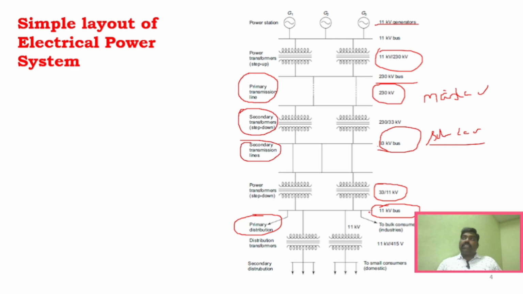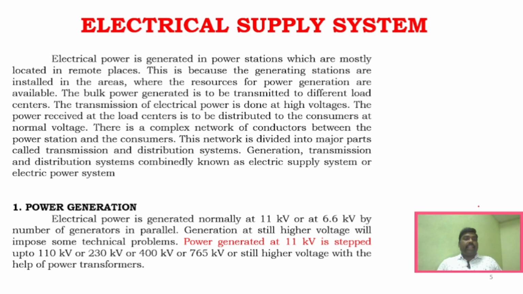And from this primary distribution, the secondary distribution will take place from the distributor to the consumers. Again this 11 kilovolt is stepped down to 415 or 230 volts. 415 is for 3-phase, whereas 230 is for single phase. So this is the complete structure of the electrical power system. Whatever I explained is what is given here.